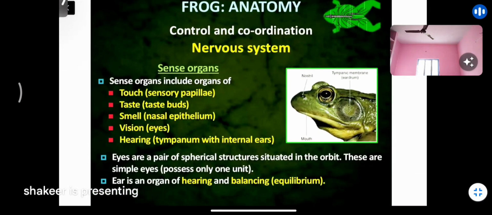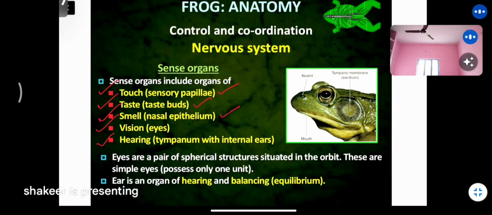How many types of sense organs are present in the frog? Sense of touch, smell, taste, vision and hearing. The organs which are responsible for touch are called sensory papillae. Taste, taste buds. Smell, nasal epithelium. What is meant by epithelium?